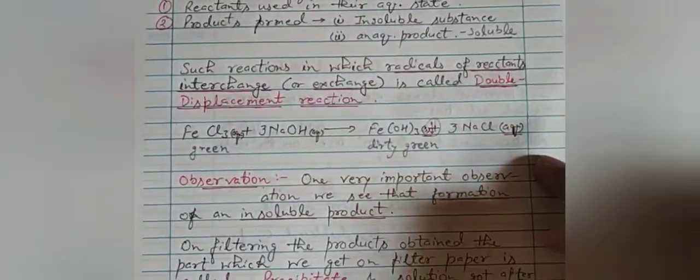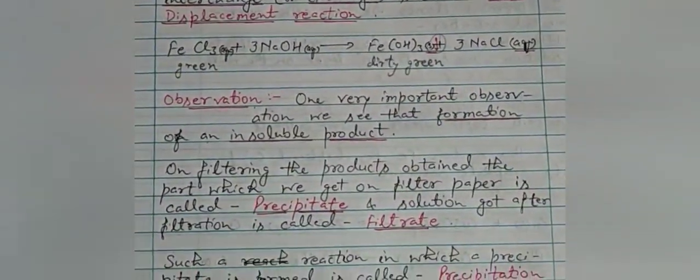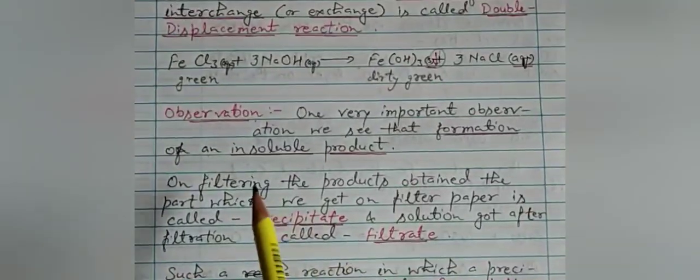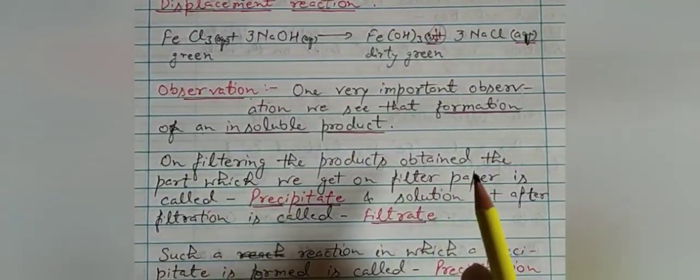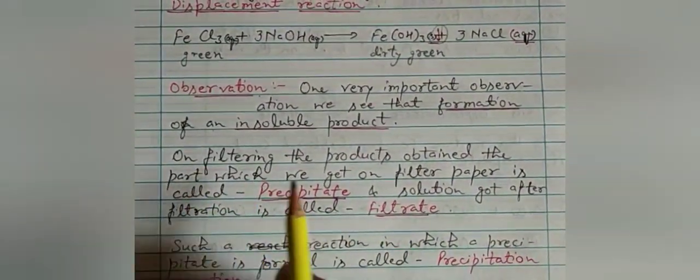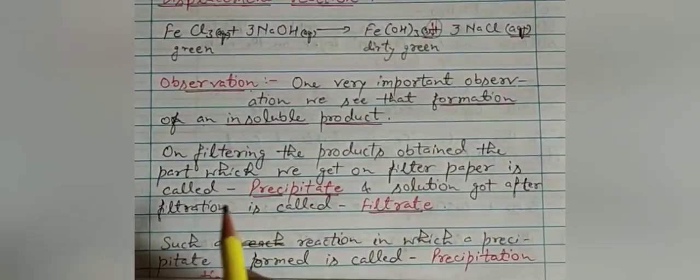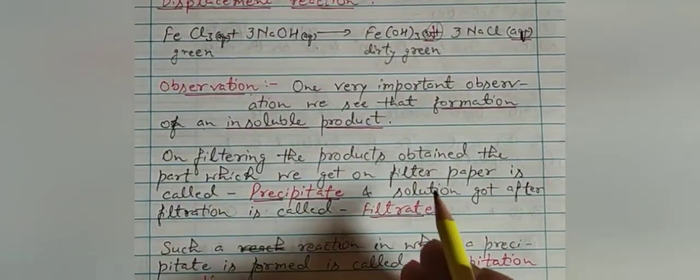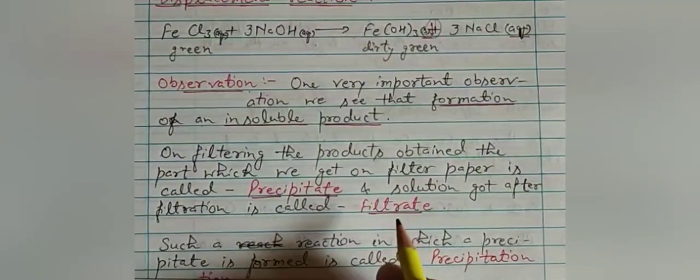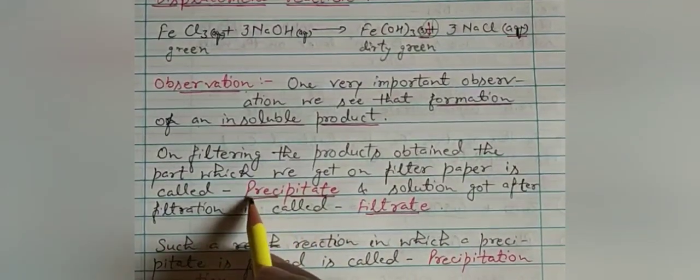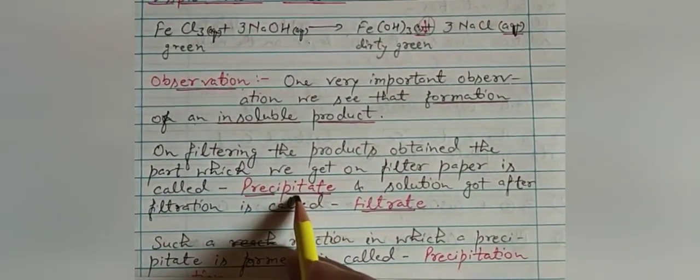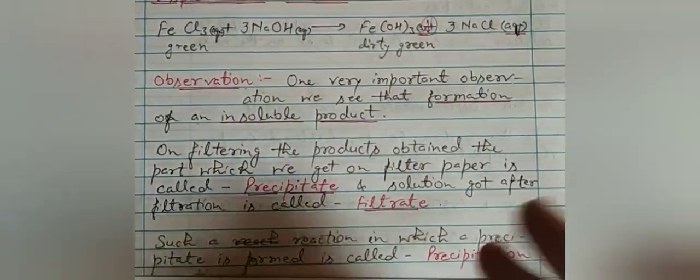What this downward arrow means is that if we filter these products, on filtering the products obtained, the part which we get on the filter paper is called the precipitate, and the solution got after filtration is called the filtrate. Precipitate means that part which became insoluble, and filtrate is that which remained in the solution.